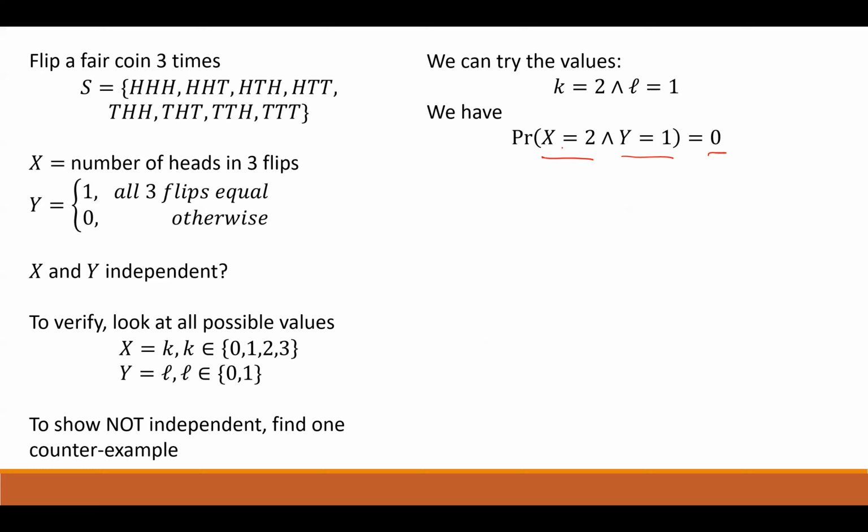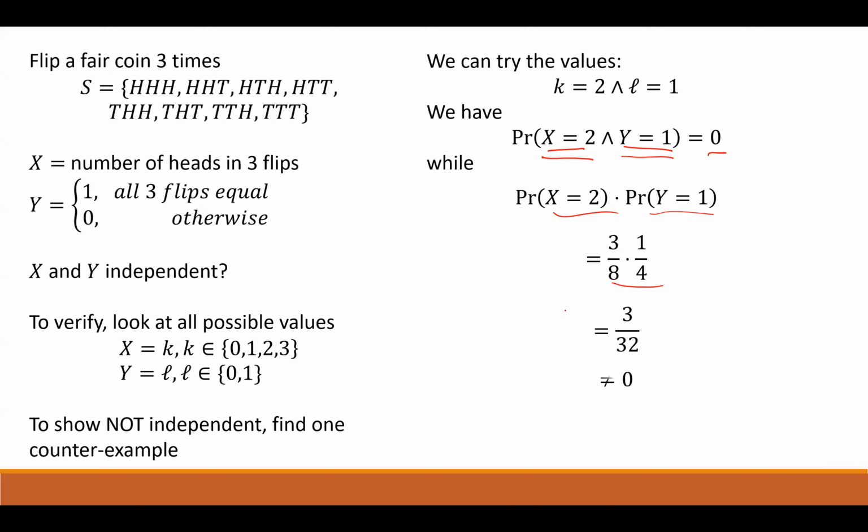But we know that the probability that X is equal to 2 is not 0, and the probability that Y is equal to 1 is not 0. Whatever values they are, they might be very small, but they will never be 0 unless one of them is 0. Okay, so X and Y are not independent. All right, questions? Okay.